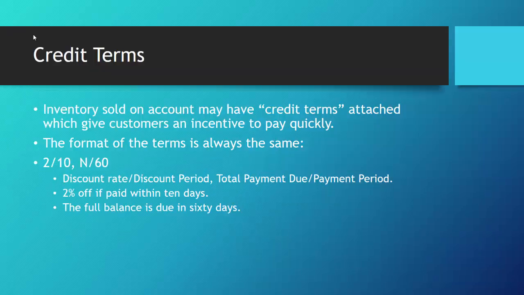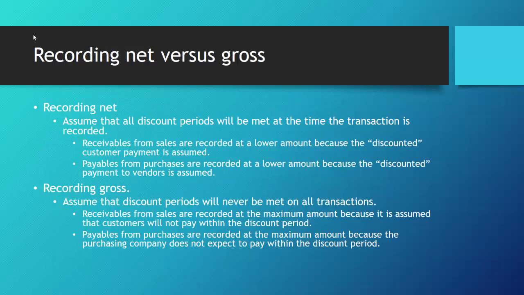A quick reminder, whenever we make sales or even purchases on account, there are most likely going to be credit terms attached to that purchase. The example we have here is 2/10 net 60. That's our credit terms, and what it means is you get 2% off if you pay within 10 days and the full balance is due in 60 days.